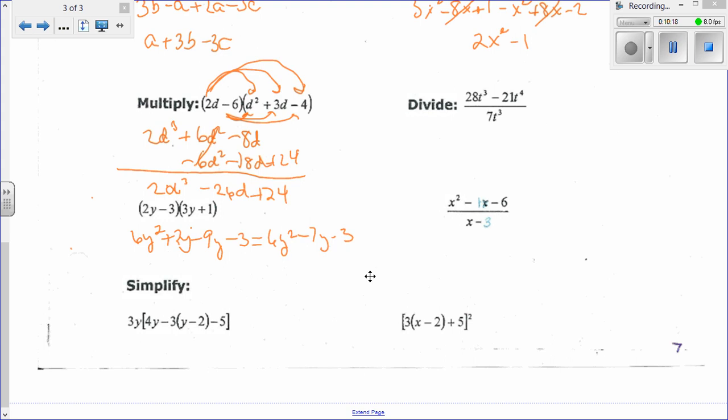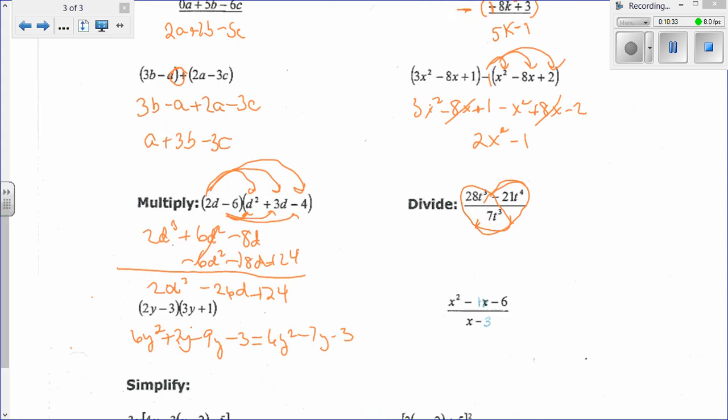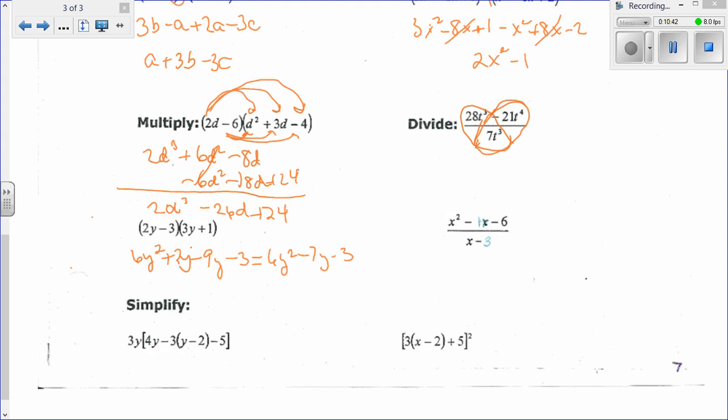So for the next problem to divide, we use what I call the pretzel method. We divide the first term with the denominator, and then we divide the second term with the denominator. And when you look at it and you draw the rings around it, it kind of resembles a pretzel. So I refer to this as the pretzel method. I hope you're not too hungry while you're doing this.